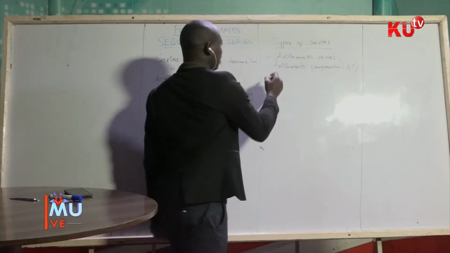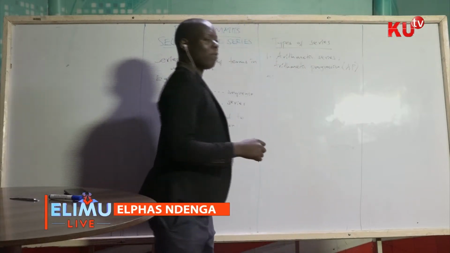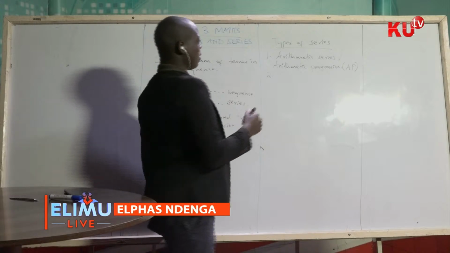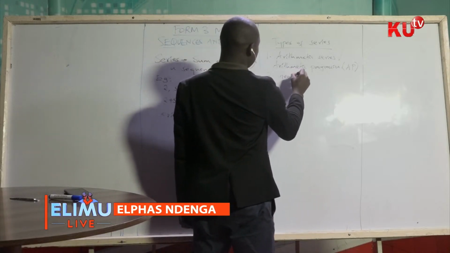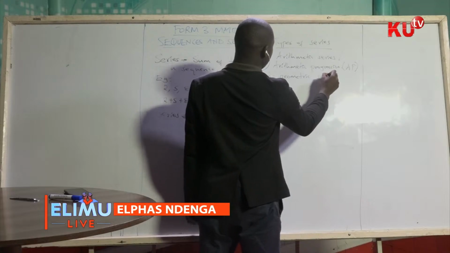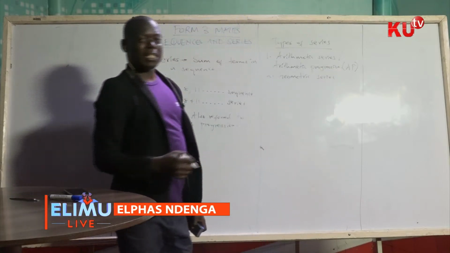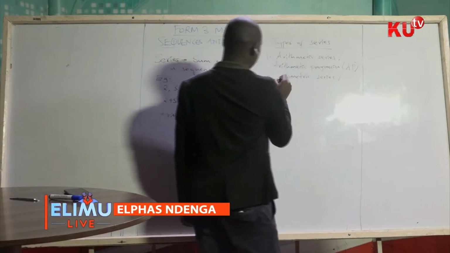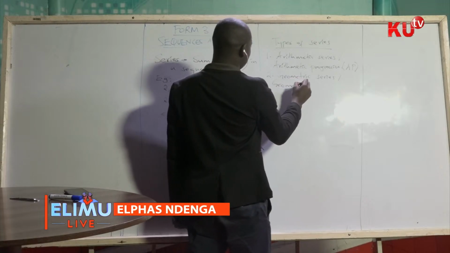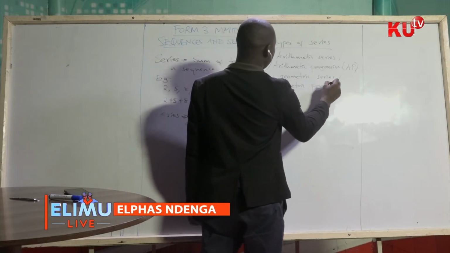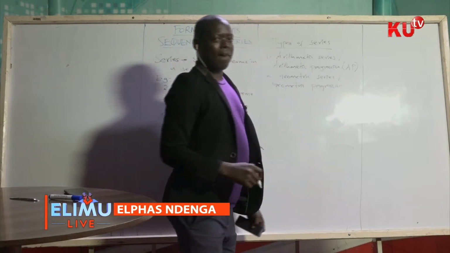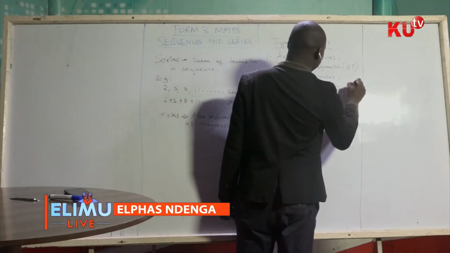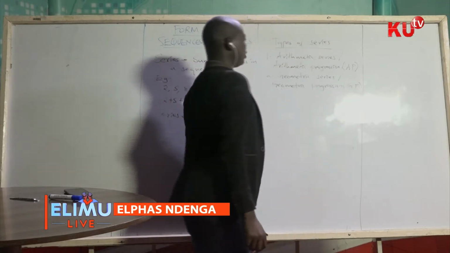Good. The second type of series is the geometric series. Another word for geometric series is geometric progression. How do we represent geometric progression, students? Good. We represent it as GP. So when you see GP, that's a geometric progression.